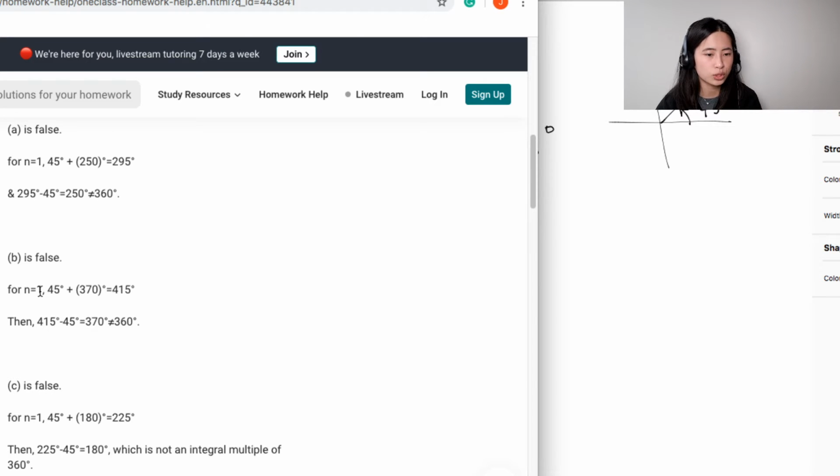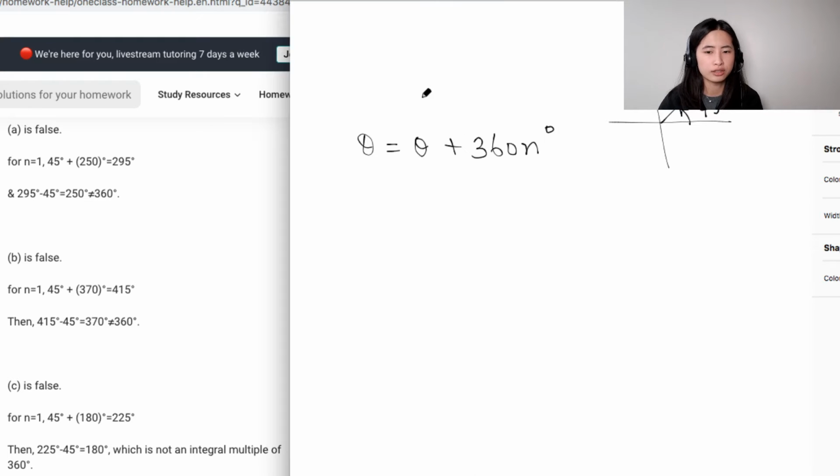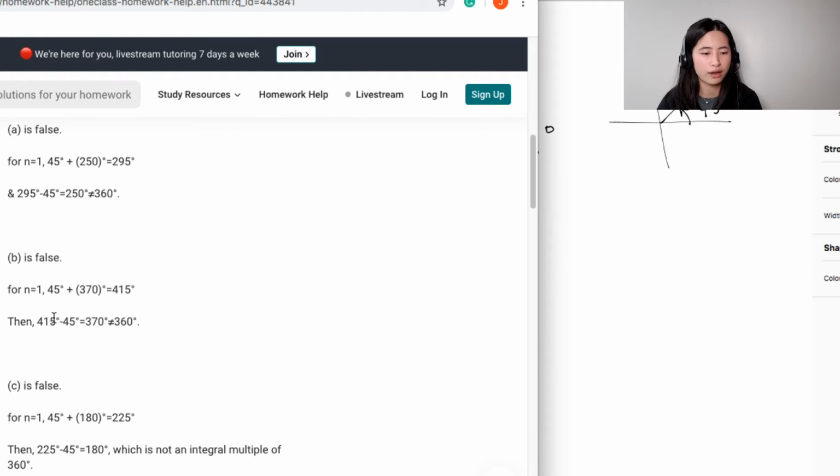Now you have n equal to 1, great. So we have 370 degrees, and we sum up the two. We say that 45 degrees is theta 1, then you have 415 degrees, which is theta 2. Remember, we need to subtract the two, based on the formula theta 1 equals theta 2 plus 360n. If you rearrange this equation, you're subtracting the two. So you have 415 minus 45 degrees, which is equal to 370.